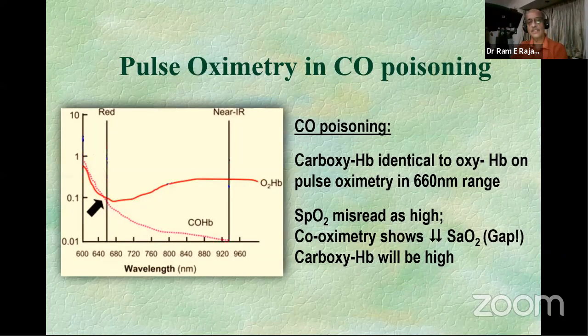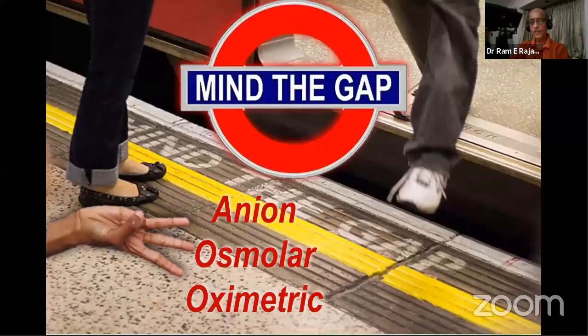Okay, this is just another idea that we need to know on pulse oximetry. Carbon monoxide poisoning, if you're worried about smoke inhalation, can give you a false impression on the pulse oximetry because it is read as normal oxyhemoglobin, which again gives you another kind of oximetric gap. So the basic idea, again: mind the gap.